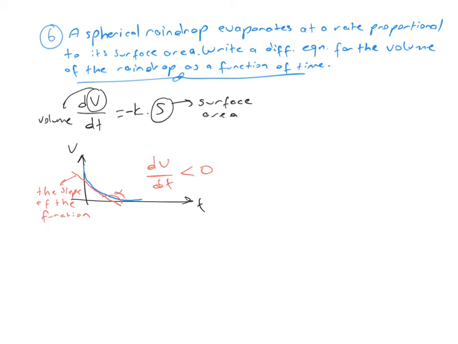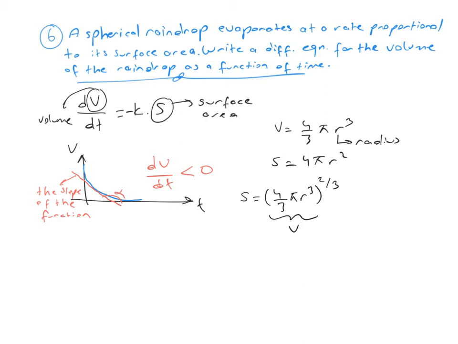The volume of a spherical raindrop is equal to 4 over 3 pi r cubed. r is the radius here. And the surface area of a spherical raindrop is equal to 4 pi r squared. You can write S in terms of V like this. If you do this operation, you will see that it holds.